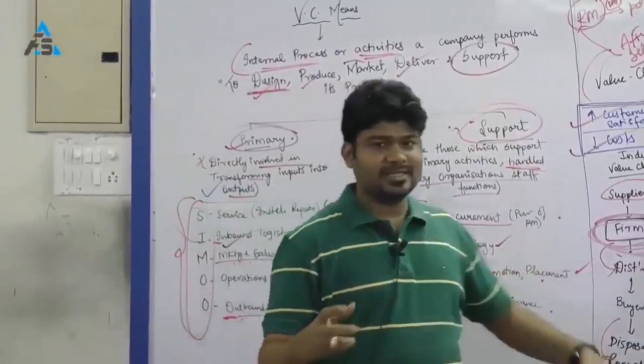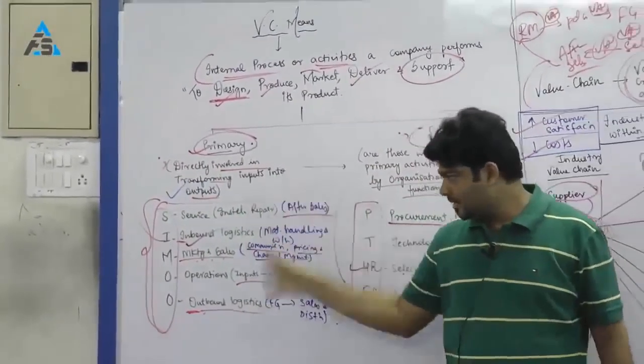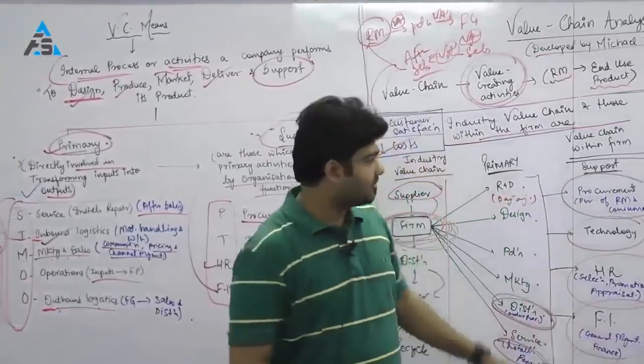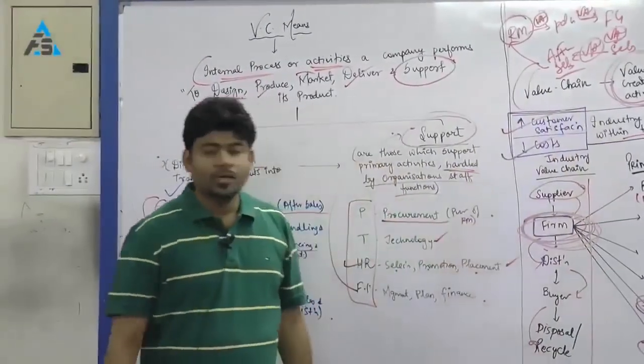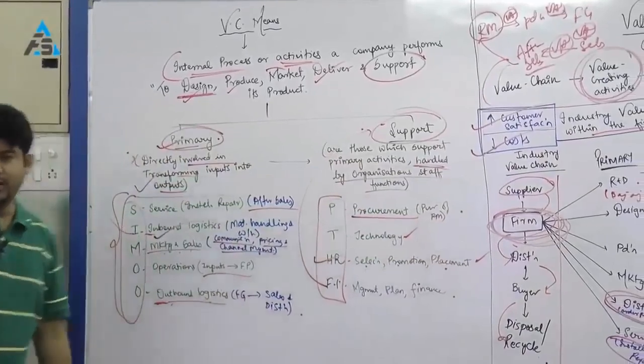With this we complete that section C theory part as well. Primary and support is what you have to keep in mind, and that is how this looks. VCA, value chain analysis by Porter.